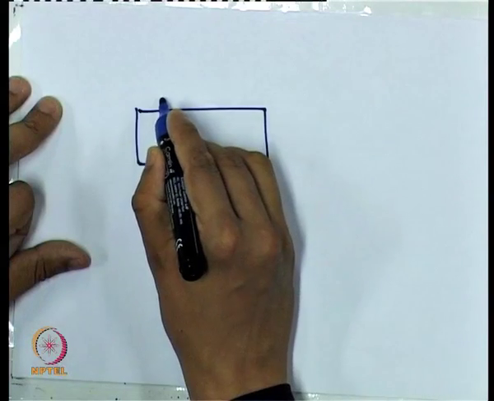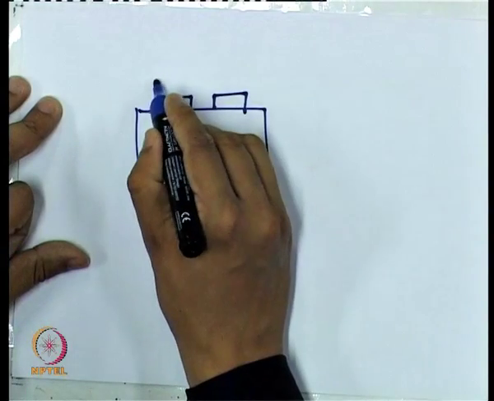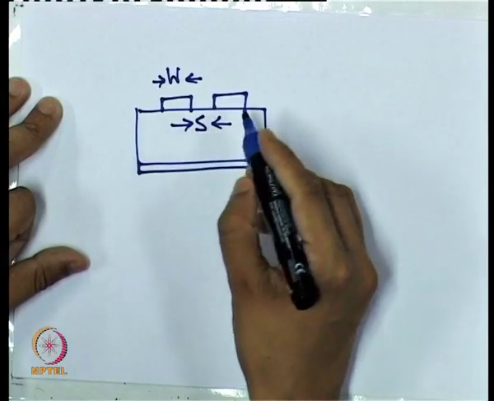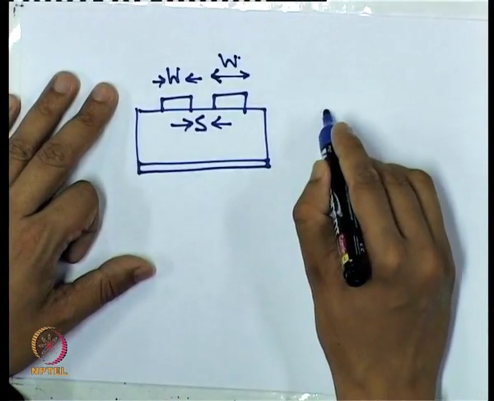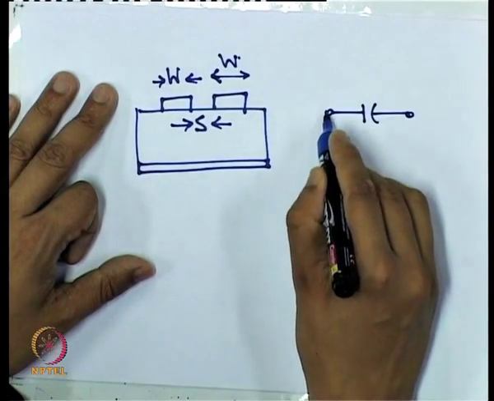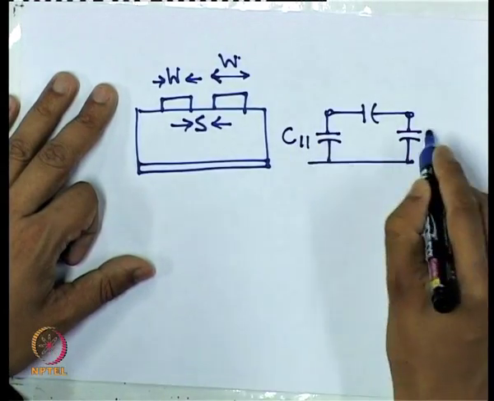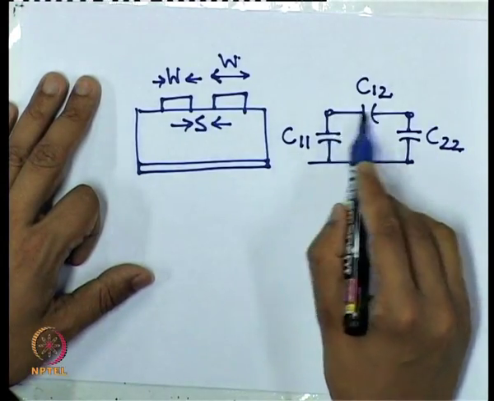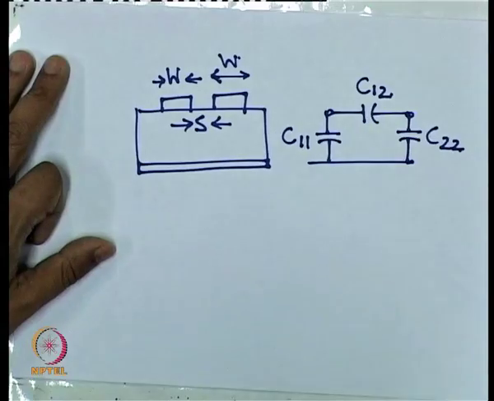Consider a cross section of two coupled lines. We have one coupled line here and another coupled line here. Suppose the width of each is W, and the spacing is S. Now there will be capacitance between the two. So, there will be an inter-line capacitance C12, and there will be a capacitance between the top metal and the bottom metal, which is represented by C11.